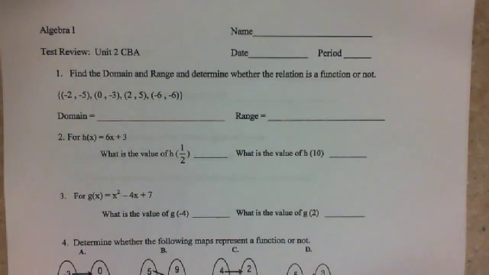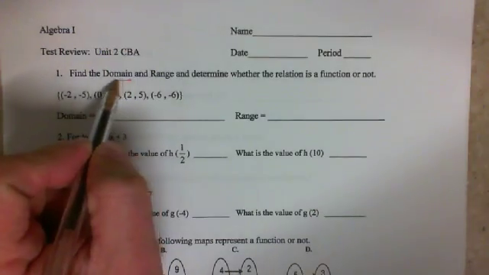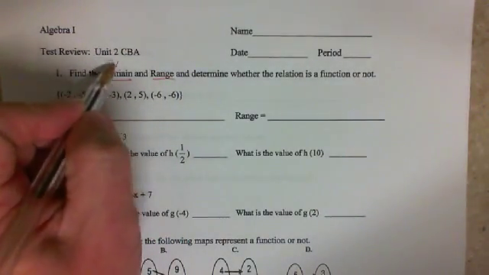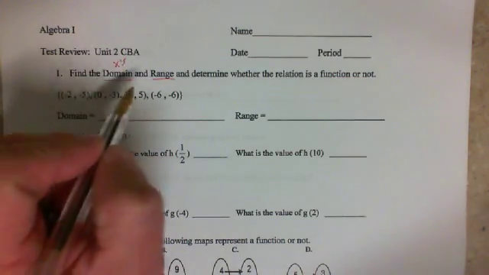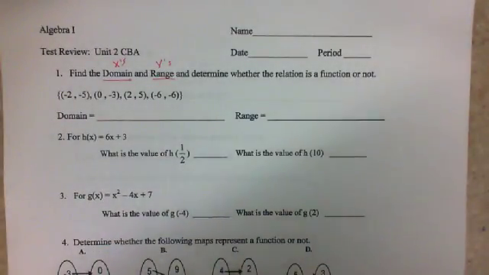Alright, we're going to begin with question 1. Now, we're going to look for clues in the problems that may guide us on what we need to do here. So, starting with, find the domain and range. Alright, so we need to remember, domain is all the possible x's. Range is always all the possible y's. Okay, determine whether a relation is a function or not.